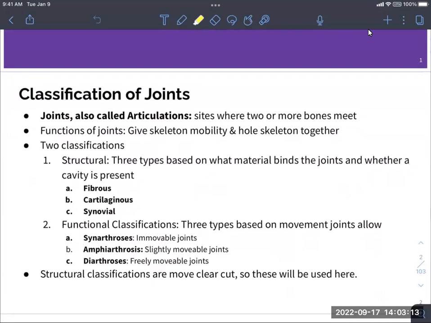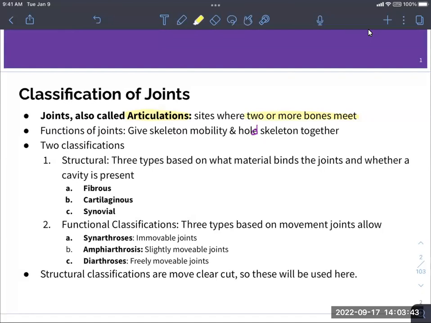So joints, they're also called articulations. And an articulation is where two or more bones meet. So joints give us mobility. They let us walk. They let us pick things up. They let us hold on to something. They hold the skeleton together.